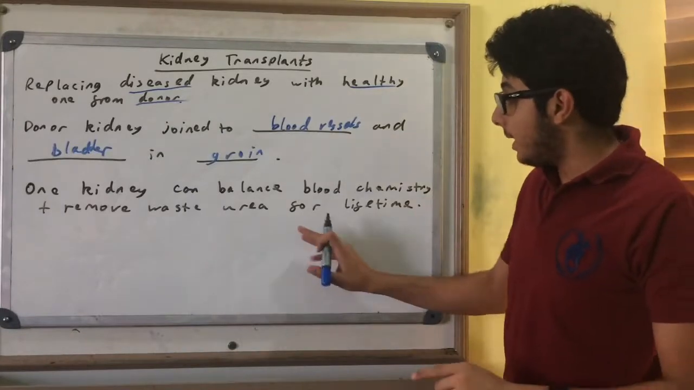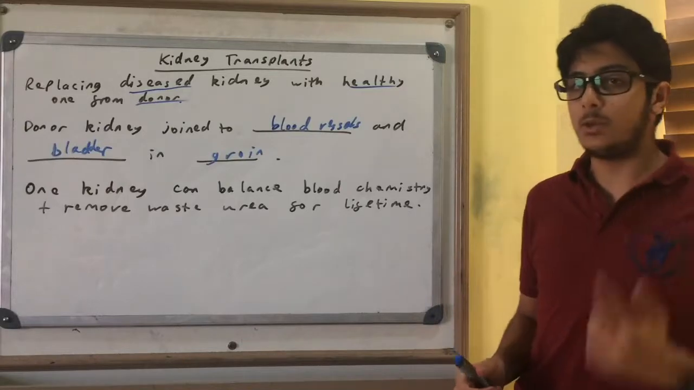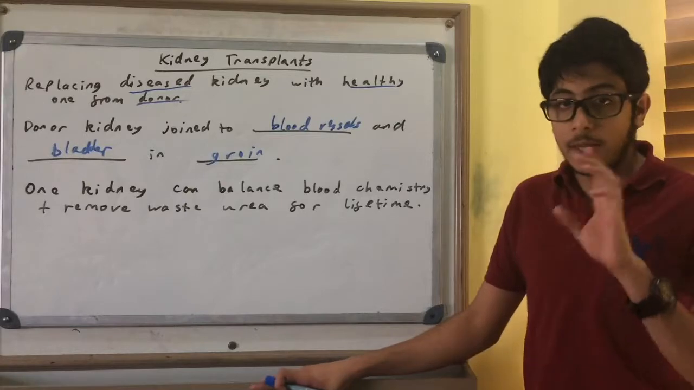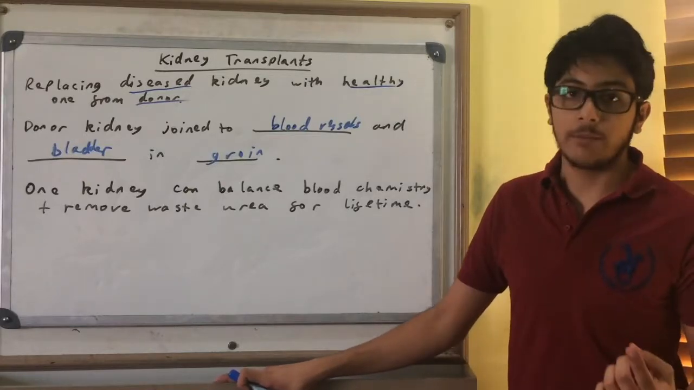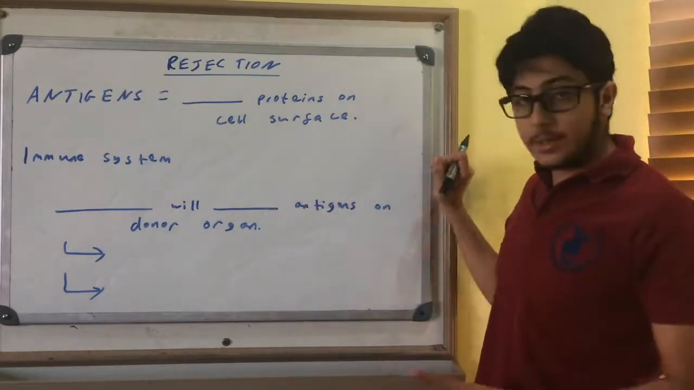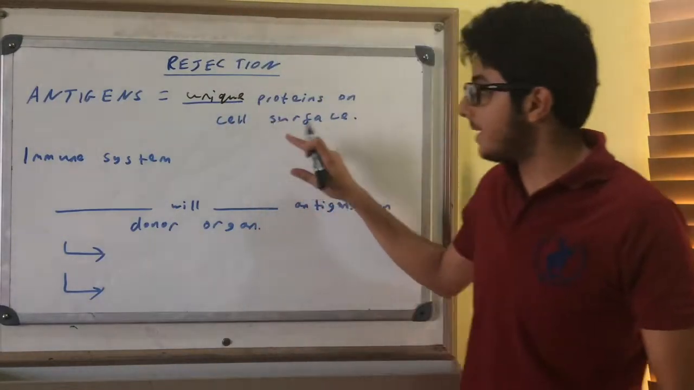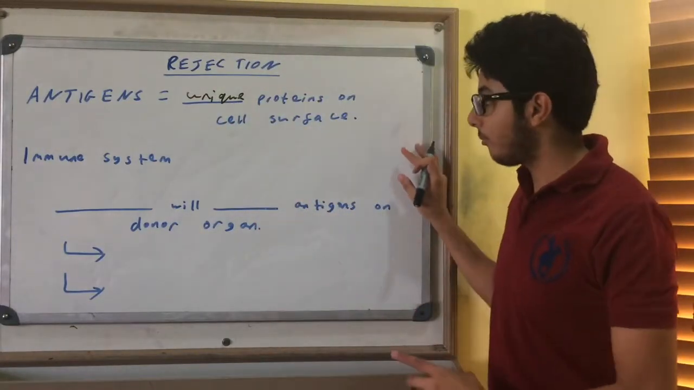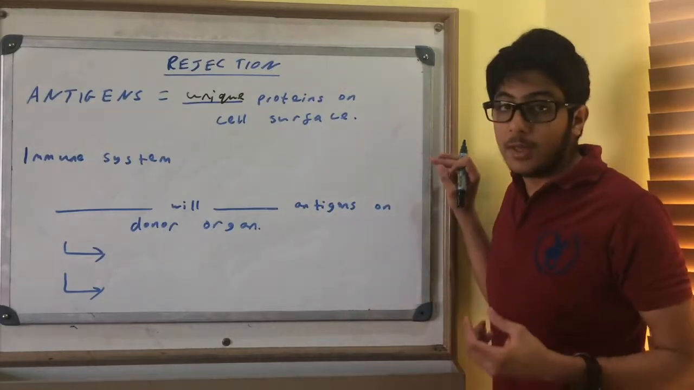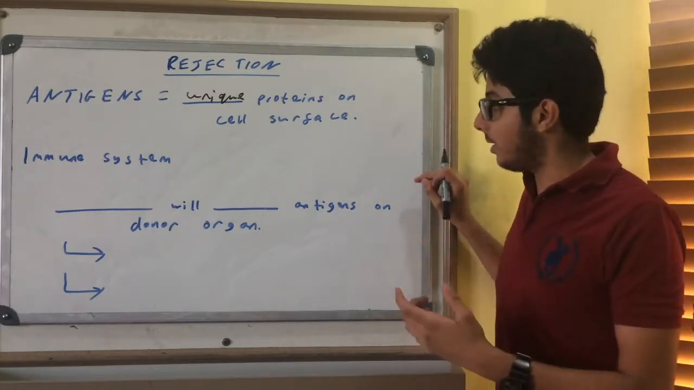Now, one kidney can balance your blood chemistry and remove waste urea for a lifetime, so you only need one kidney donor. But there is one big problem with kidney donors, and that is rejection. This is all to do with your antigens. Now, antigens are unique proteins on the cell surface. They are unique to your body. So if you get a donor organ from somebody else and put that in your body, the antigens will be completely different. They do not have the same genetic material.